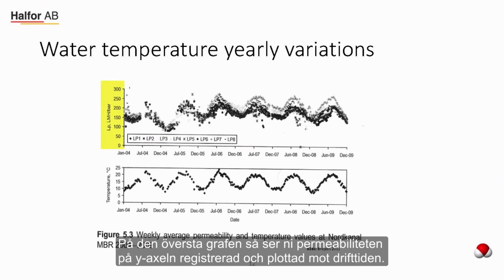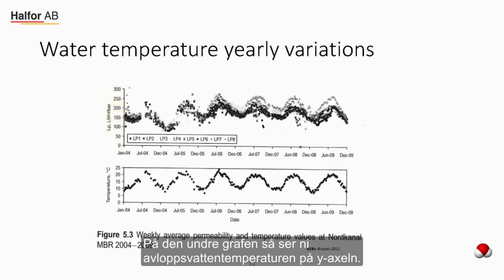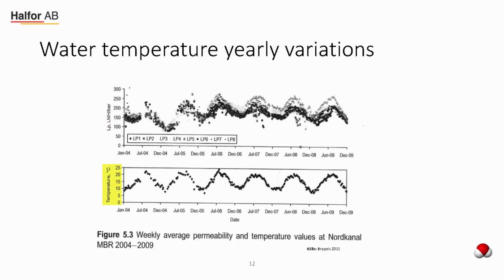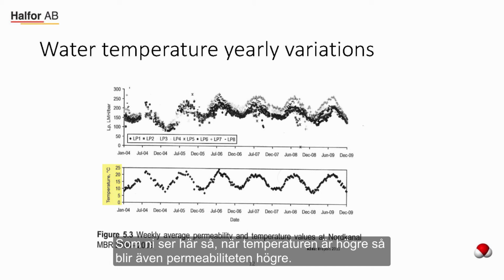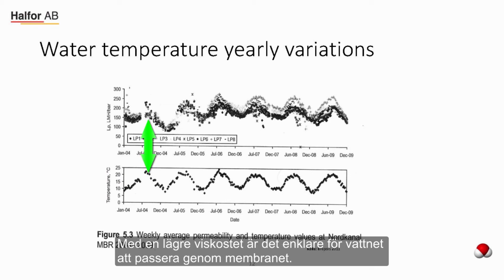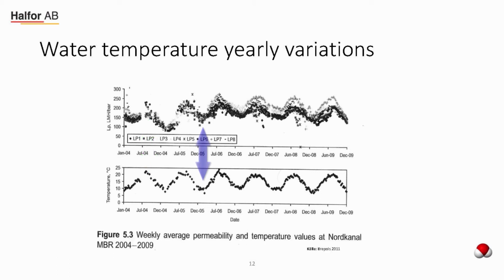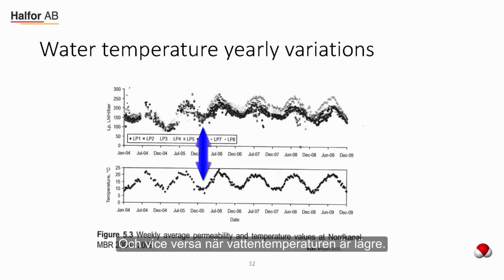On the top graph you have the permeability on the y-axis. On the graph below, on the y-axis, you have the water temperature. And as you can see here, when the water temperature is high, the permeability is accordingly high. Because you have a lower viscosity, it's easier to get the water through the membranes. And vice versa, when you have lower water temperature, the permeability will accordingly drop.